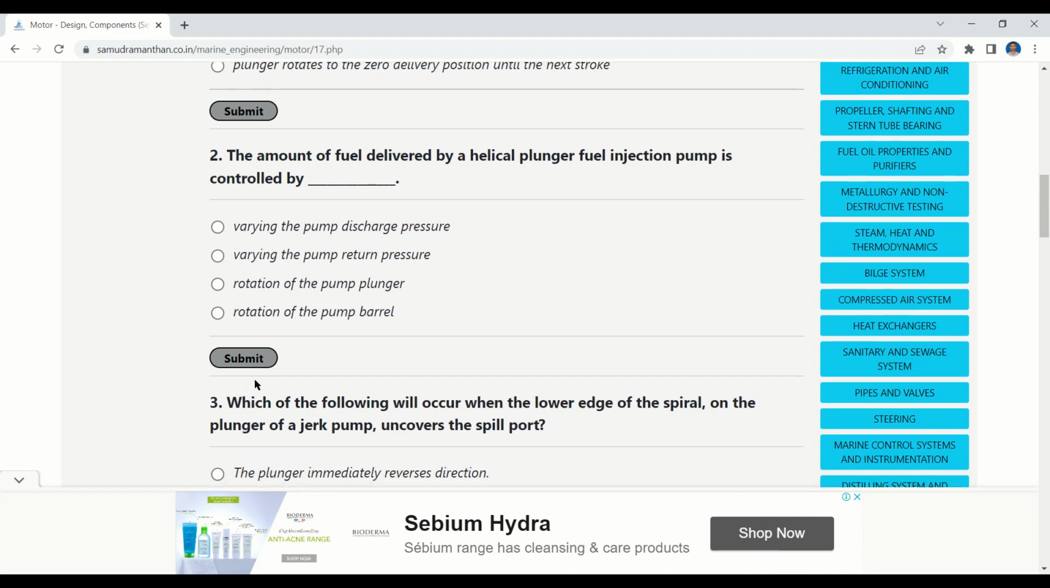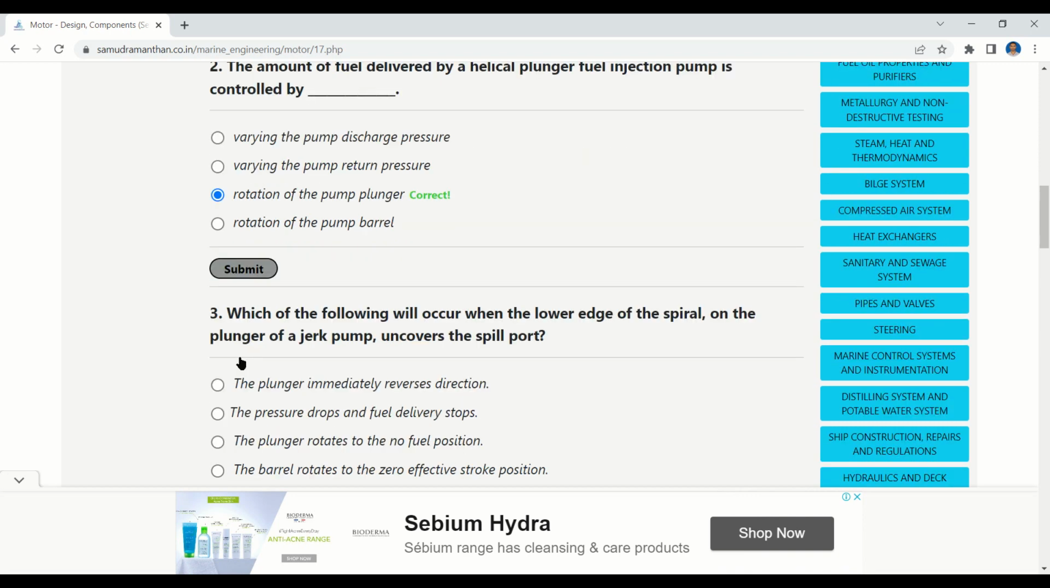Our next question is the amount of fuel delivered by a helical plunger pump, fuel injection pump is controlled by, and the options are varying the pump discharge pressure, varying the pump return pressure, rotation of the pump plunger, rotation of the pump barrel. We can vary the fuel delivered in the helical plunger fuel injection pump by controlling the rotation of the pump plunger. So the correct option should be rotation of the pump plunger.